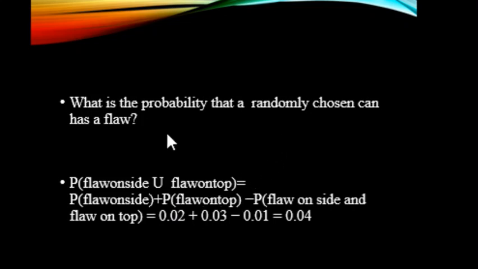So this will be a good case to use the additive rule, because we have the probability on the side, on the top, and then we know the probability of the intersection, flaw on side intersection flaw on top. So using the additive rule, probability of flaw on side union flaw on top will be 0.02 plus 0.03 minus 0.01. So 0.04 or 4% is the probability that it has a flaw. It could be on side, on top, or both.